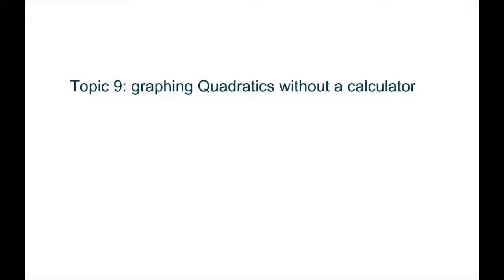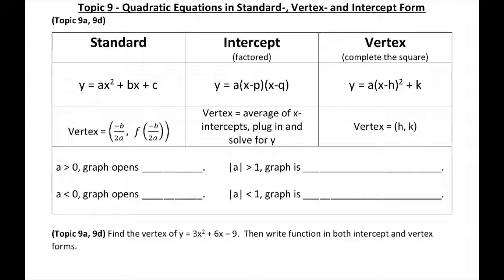This video is on topic 9, graphing quadratics without a calculator. So we're going to talk about 3 different forms of quadratic equations. We've seen standard form before when we were talking about the quadratic formula and when we would factor things out. So standard form is our y equals ax squared plus bx plus c. Intercept form is our factored form. So we've done factoring before, we just didn't call it this intercept form.